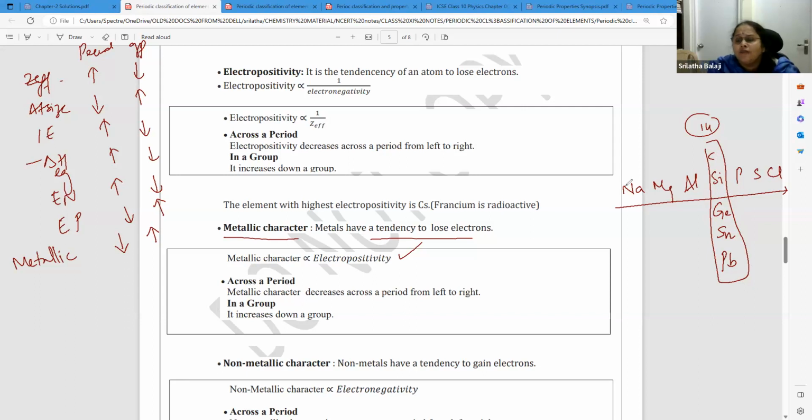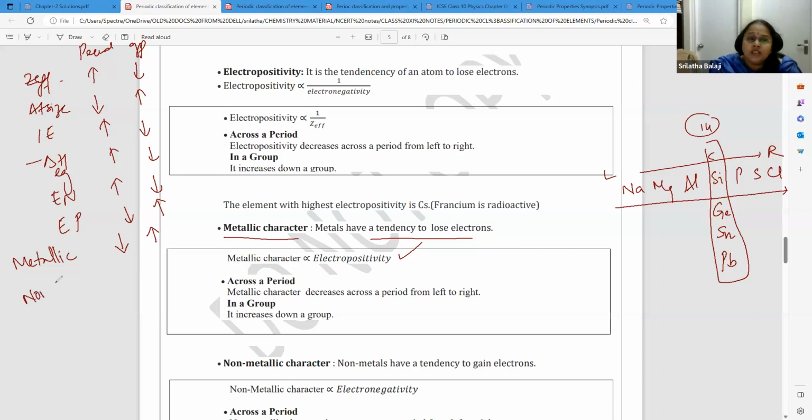So when you go from left to right, what is happening? You go from metals to non-metals, and from top to bottom, from non-metal to metal. So metallic character increases down the group and decreases across a period.